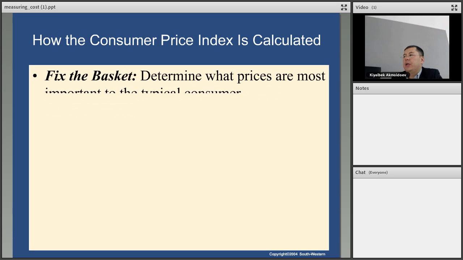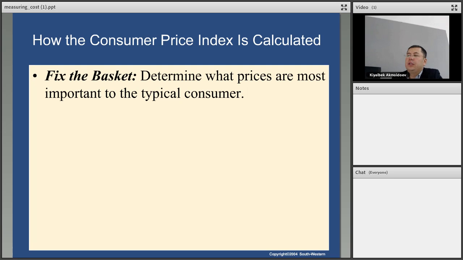So this is how the consumer price index is calculated. First of all, we fix the basket, determining which prices are most important to the typical consumer. As I said, the National Statistical Committee in Kyrgyzstan first takes the basket and fixes it. How many goods and services? As I know, more than 100 goods and services are included.